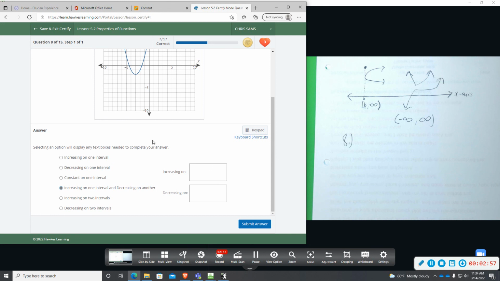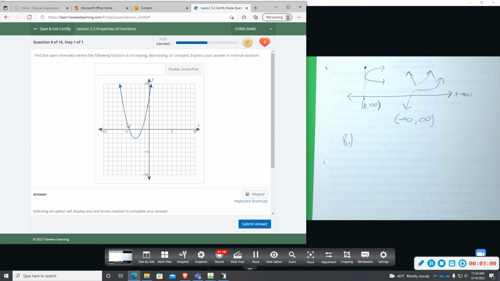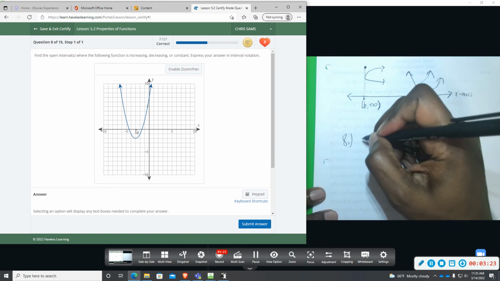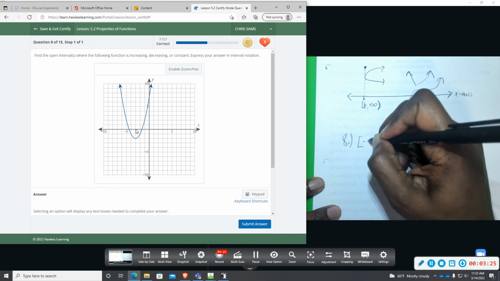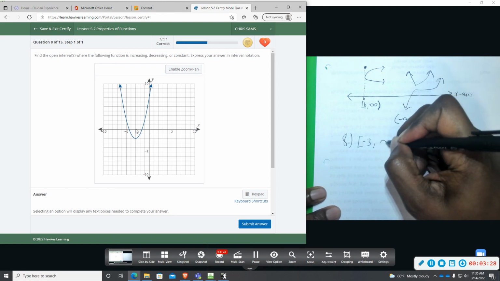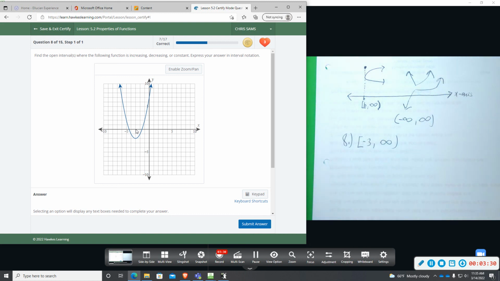So where is it increasing? What is that x value here? So if you start at 0 and you count, looks like it's counting by ones. 1, 2, 3, 4, 5. I just didn't count them all. So this is -3. That's that value right there. So this guy, starting at -3 and going to infinity, is increasing. So from here going all the way over.